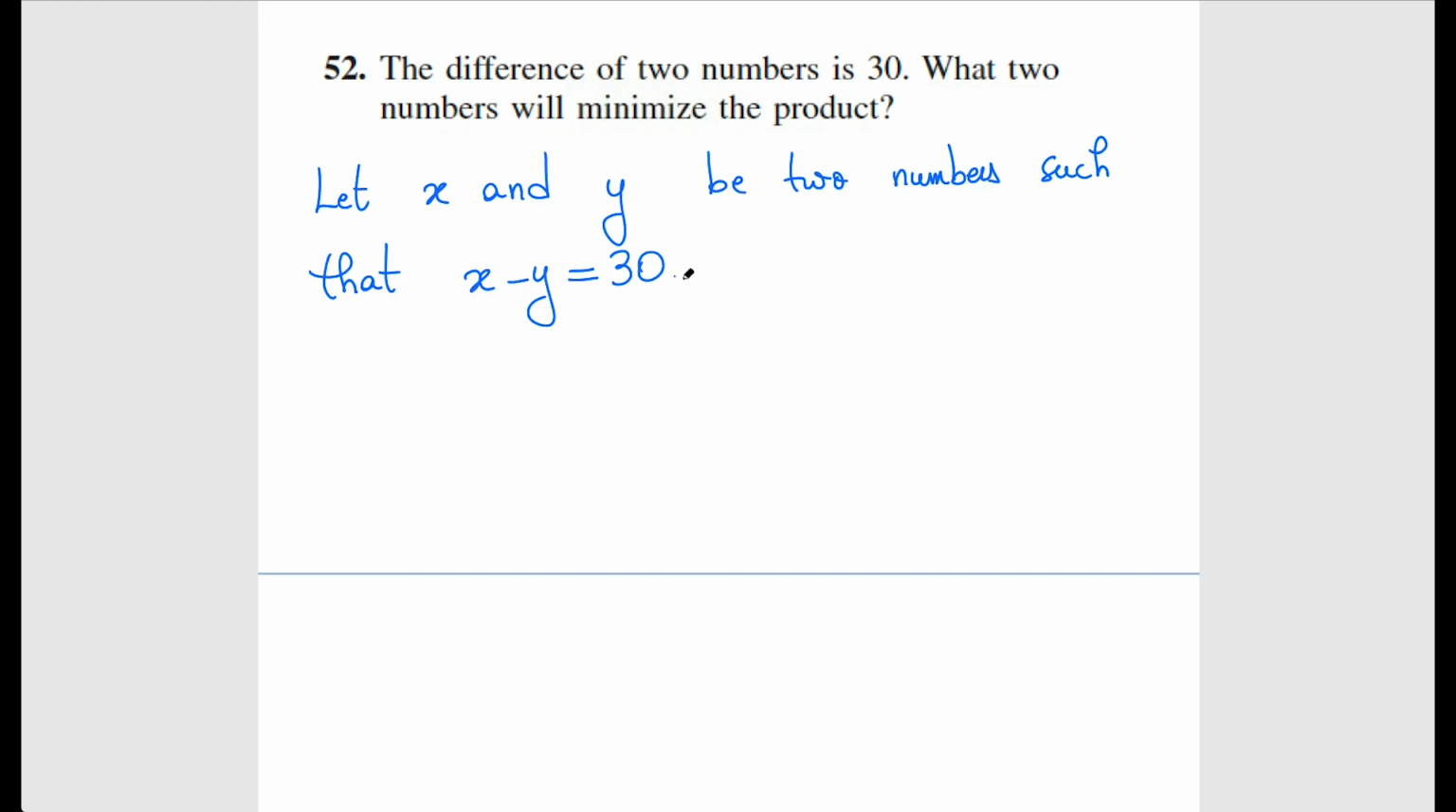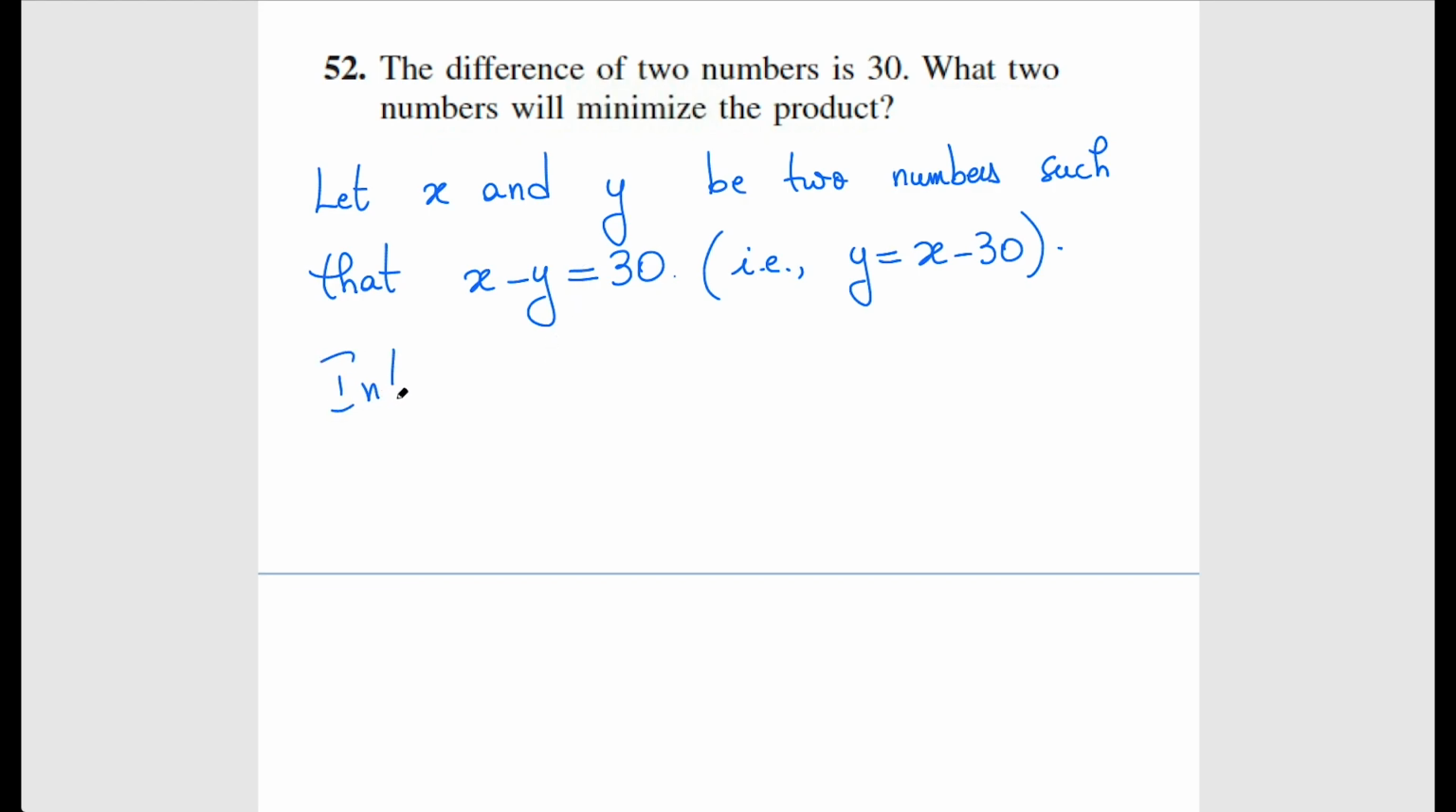So if x minus y is 30, that's the same thing as saying that y is x minus 30, right? Correct? If you add y to both sides and subtract 30, that's the same thing as saying that y is x minus 30. Okay? All right. So what we want is to minimize their product. So let's create the product function and try to minimize it.